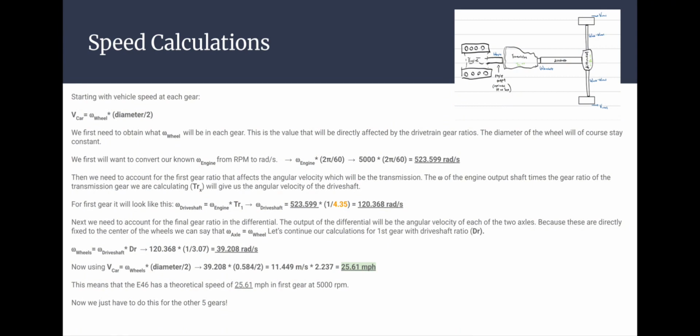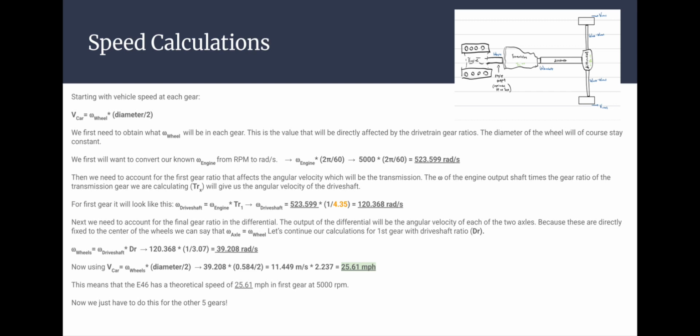All right, but there's also the differential gear ratio that's going to affect this angular velocity. That's the last and final one in this drivetrain. So we need to account for that. Luckily, it's going to stay the same for each transmission gear, so that stays a constant for all these calculations. So ours was found to be 3.07. So you do the same thing, plug in angular velocity of the drive shaft times differential gear ratio of 3.07.